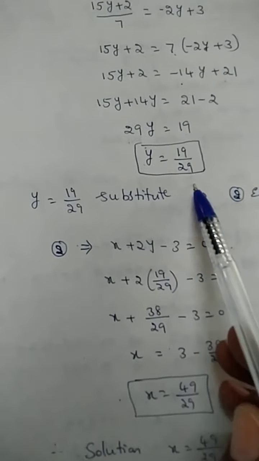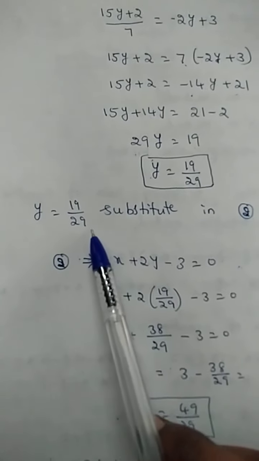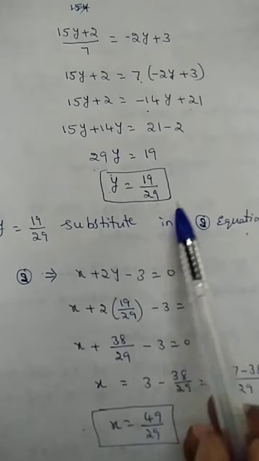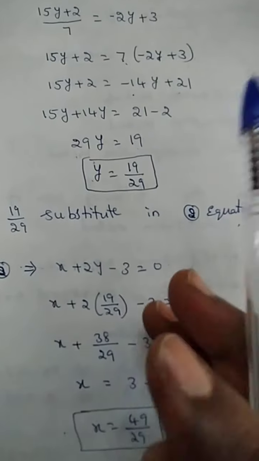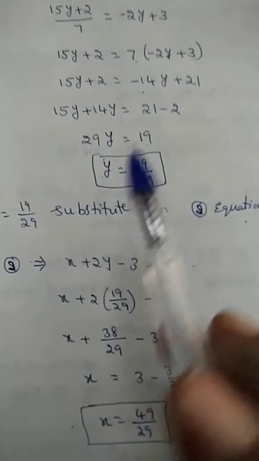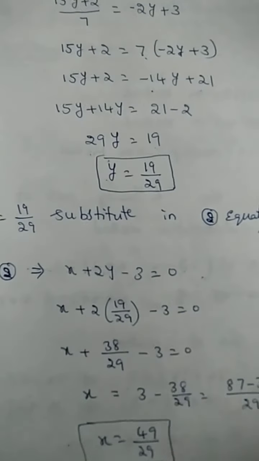Okay, 19 by 29. Then y is equal to 19 by 29 is to be substituted. That y result is to be substituted in either the first equation, or second equation, or third equation, whatever it is, no problem. It should not be substituted only in the first equation.